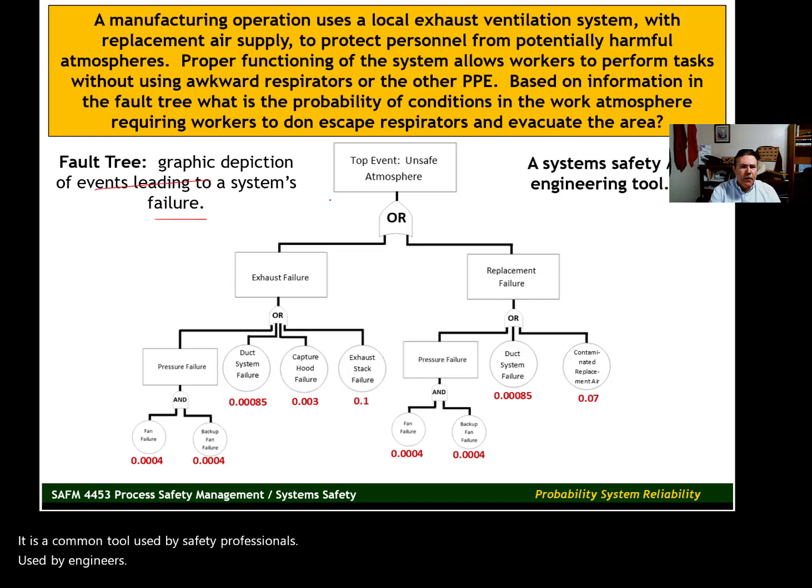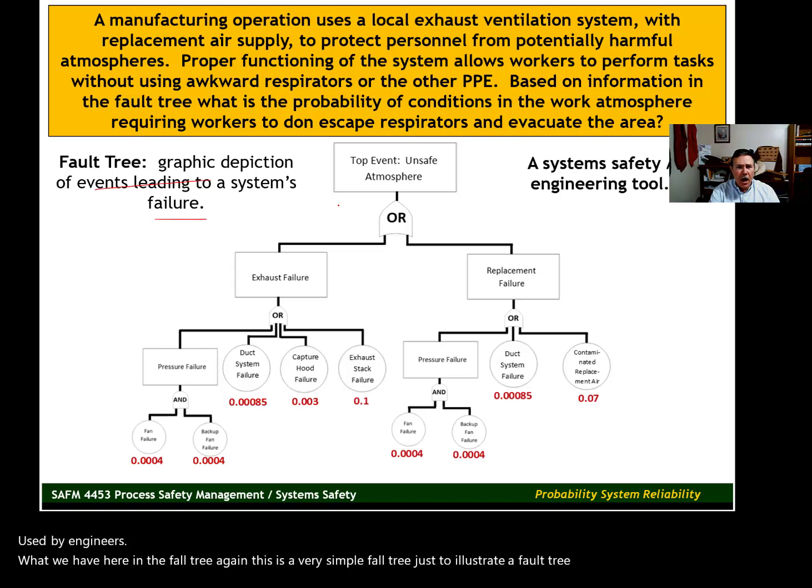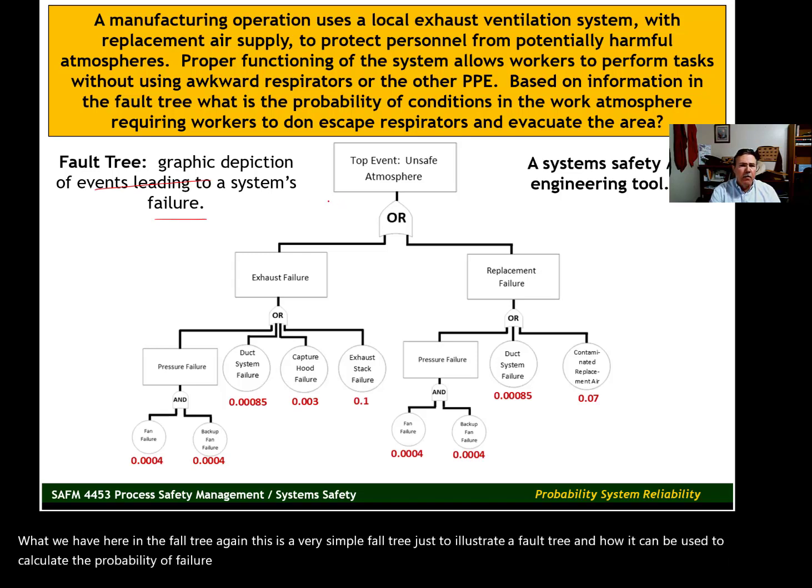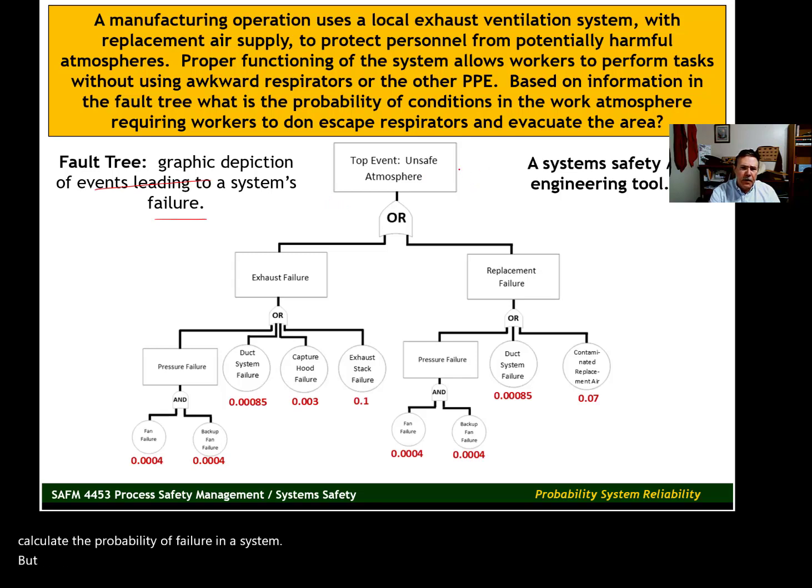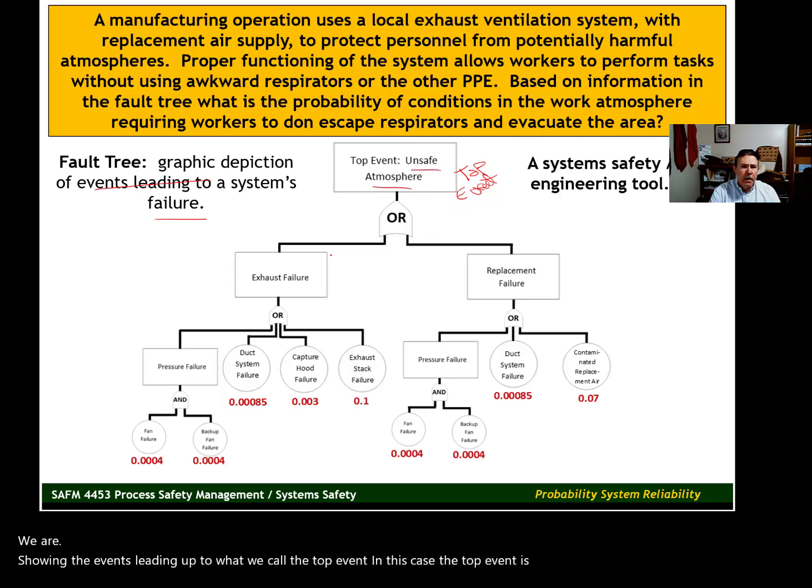What we have here is a very simple fault tree, just to illustrate a fault tree and how it can be used to calculate the probability of failure in a system. What we're doing in a fault tree is showing the events leading up to what we call the top event. In this case, the top event is an unsafe atmosphere. Again, all the events leading up to it.